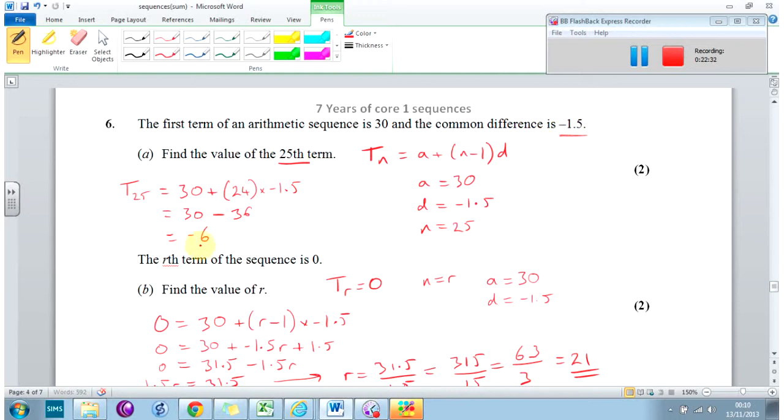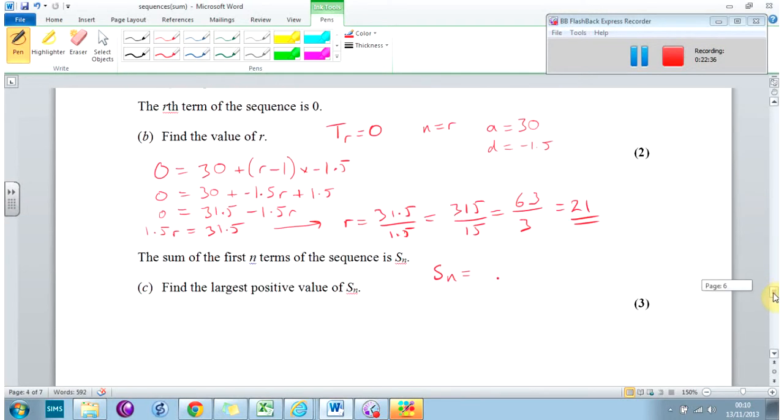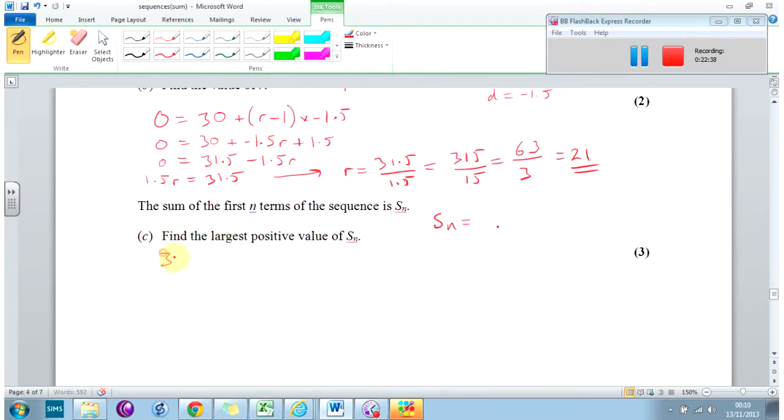The 25th term is minus 6. So the sequence is getting smaller. It's starting on 30 and it's going down. And at some point it gets to 0 and then it goes negative. So if we add up terms, when we add this bit up, it's going to be positive. When we get to here, that's the biggest it's ever going to be, because after that we're going to start to add negative terms, and so the sum of the terms will go down.